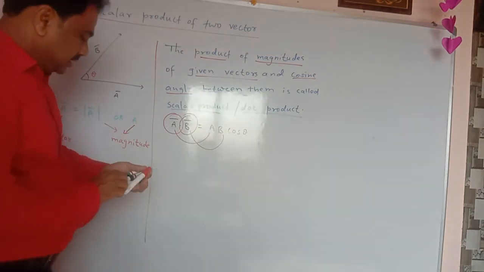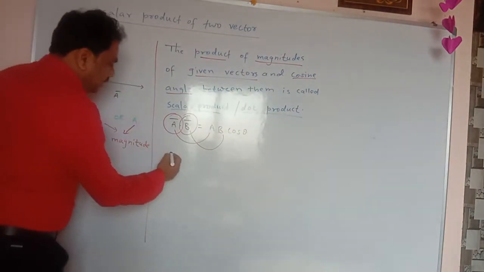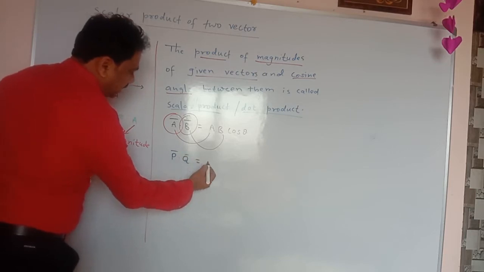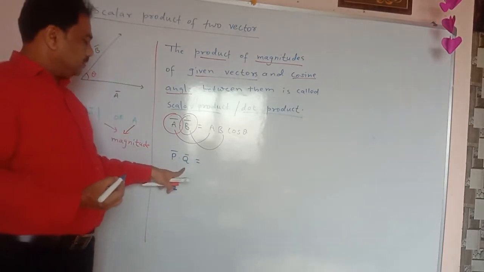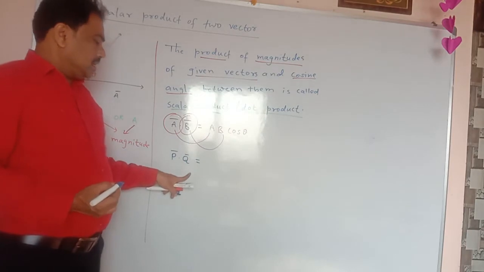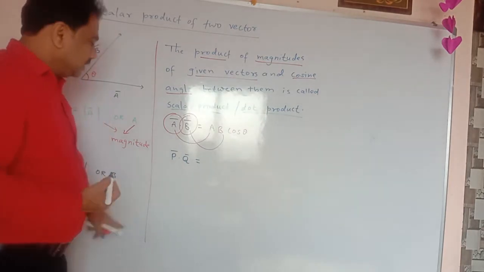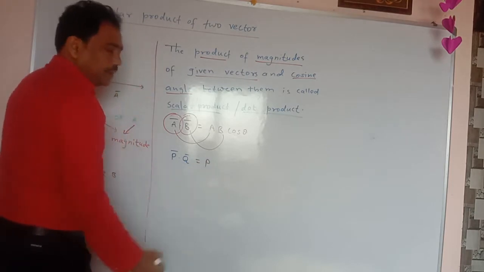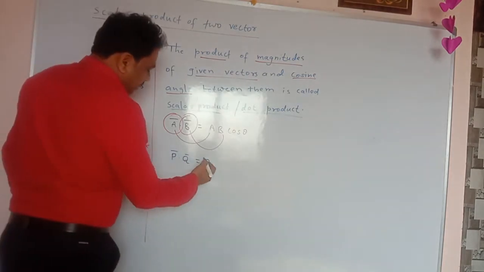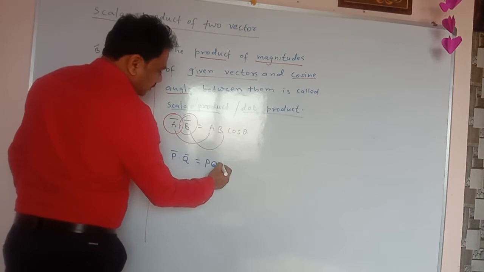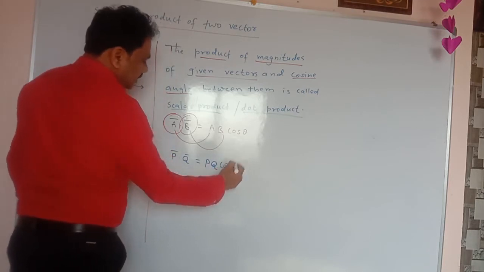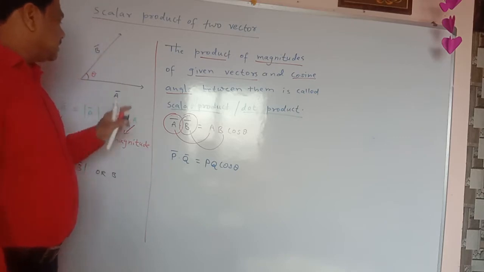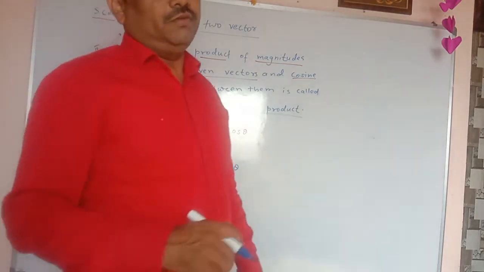Similarly, if we consider vector P and vector Q, two vectors are there. What is the dot product of these two vectors? You just have to write the magnitude of vector P, that is P, then the magnitude of vector Q, that is Q, and the cosine of the angle between them, that is cos theta. So PQ cos theta is the dot product, or we can say scalar product, of these given two vectors.